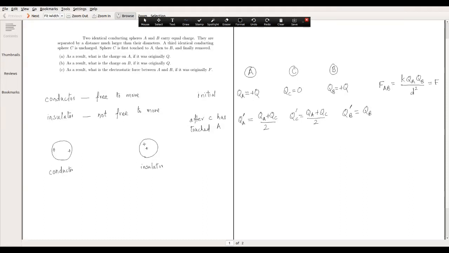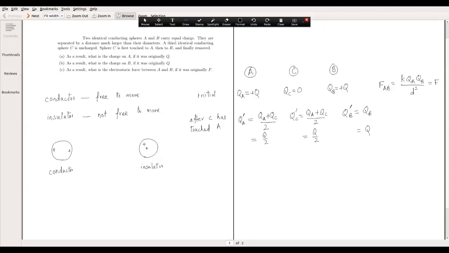Let's calculate this. A was Q, C was 0. So that's Q over 2. This is equal to again Q over 2. This does not change, so it stays Q. So that's the situation. That's the amount of charge that's in here after C has touched A.